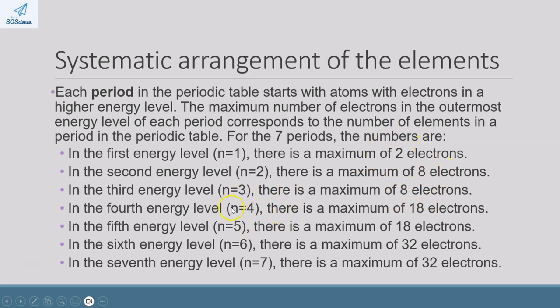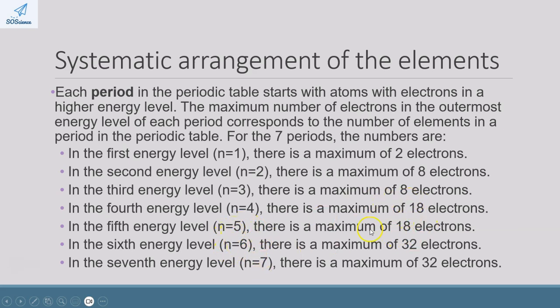In the fourth energy level, there's a maximum of 18 electrons, but as already mentioned, we're only interested in the S shell of the fourth energy level. So we're only looking at the first 2 electrons of the fourth energy level, and we're not going to get more complex than that. The fifth energy level can hold a maximum of 18 electrons.